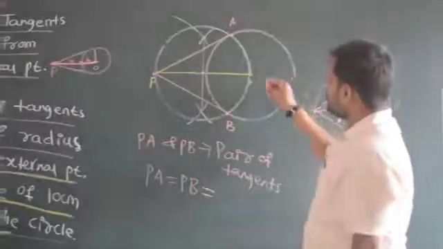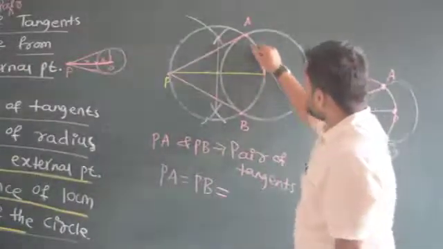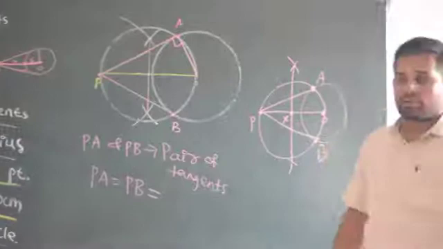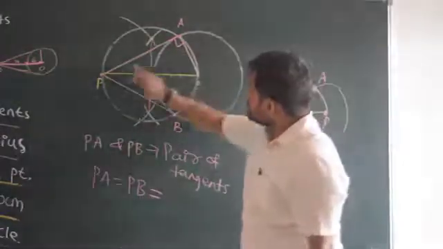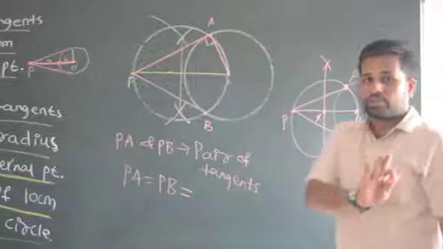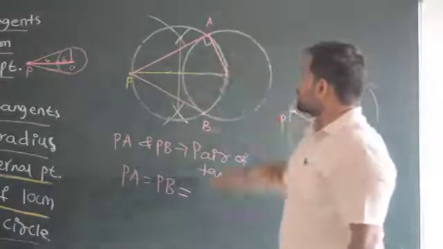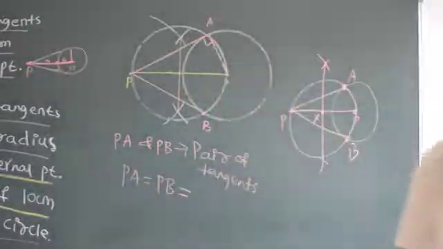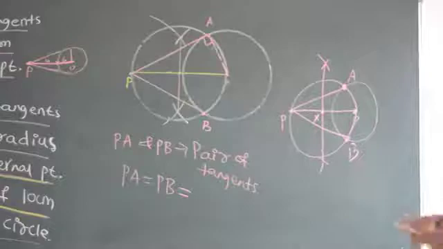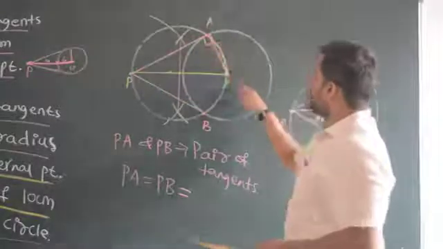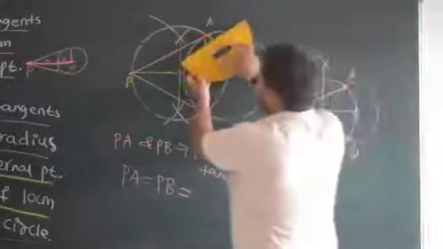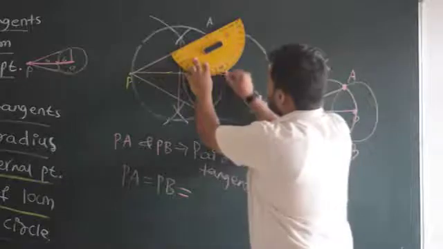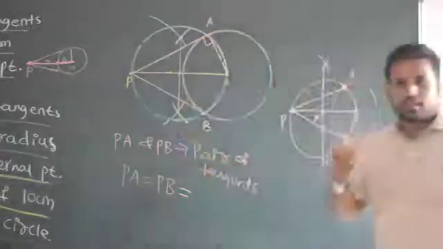Now look at this. If you join O and A, this angle is 90 degrees. You can measure it to check whether your construction is correct, because the radius is always perpendicular to the tangent. I am just drawing them as dotted lines to check. You can keep your protractor here and check this angle PAO. It has to be 90 degrees. Look at this, this is almost 90 degrees. Yes, this is 90 degrees now. That means the construction is correct.